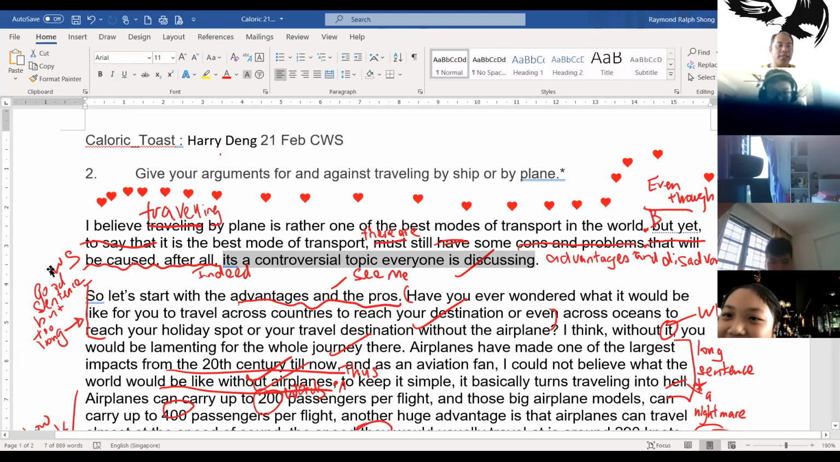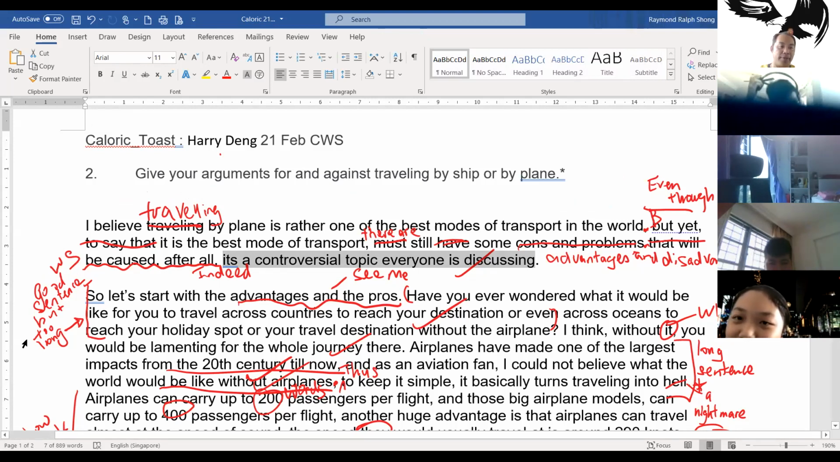So as you see, this was a structure, a good sentence, but too long. So I believe traveling is, but say, even though. So you make the contrast there. All right. So don't put cons and problems. Cons is already a problem. You either put pros and cons.